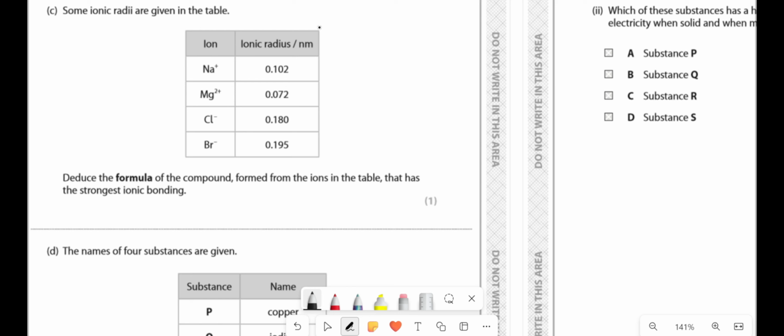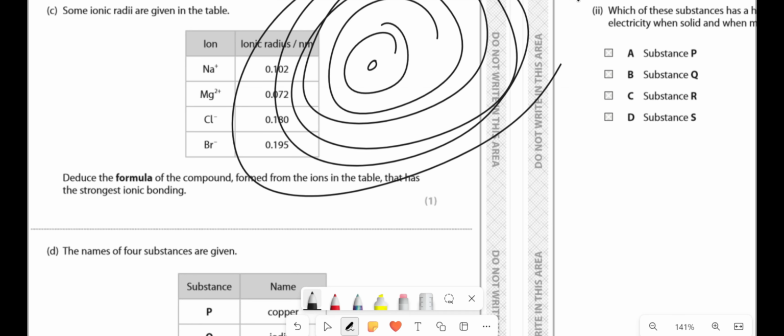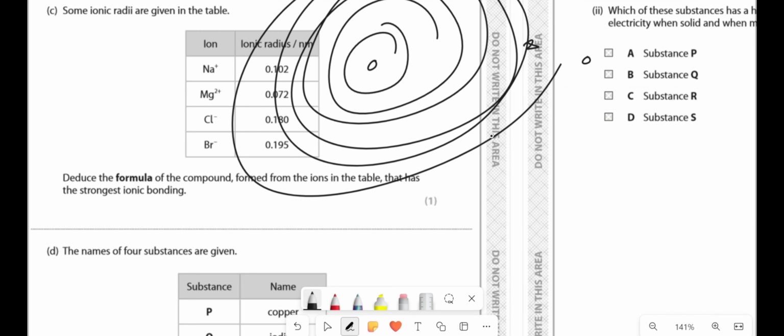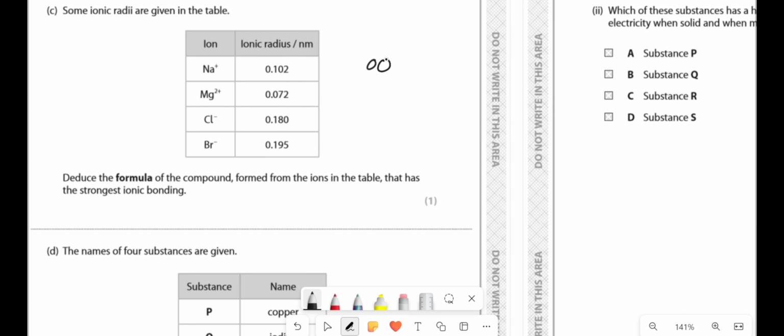So some ionic radii are given in this table. Deduce the formula of the compound formed from the ions that has the strongest ionic bonding. Remember, ionic bonding is the electrostatic attraction between two oppositely charged ions. If I have something with loads and loads of shells, is this electron attracted to the nucleus or something else? The other one's got loads of shells, so it's not a very strong ionic bond. Whereas if we've got something very small, that's strong. So we want the smallest ions bonded with each other.